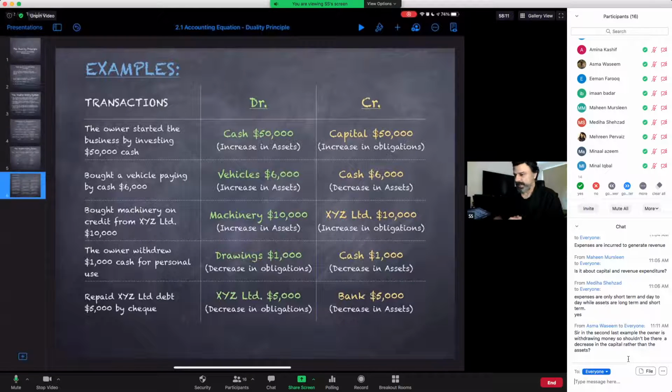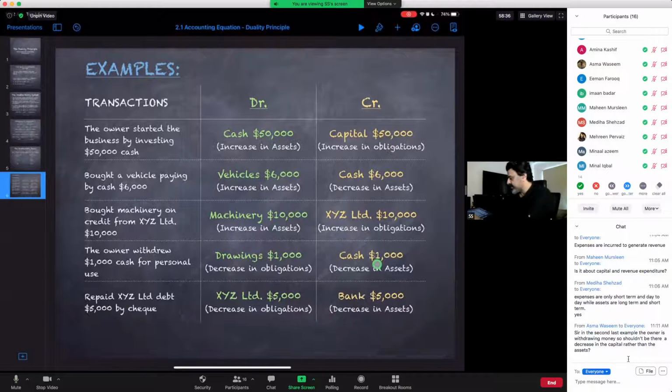Asma says in the second last transaction, the owner withdrew $1,000 cash for personal use and we debited the drawings account. Asma's question here is that shouldn't we debit the capital account here, right? Shouldn't there be a decrease in the capital rather than the assets? Yes, Asma, assets do decrease, there is no doubt about it.